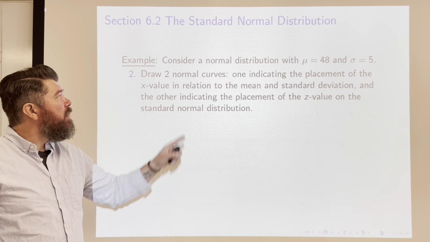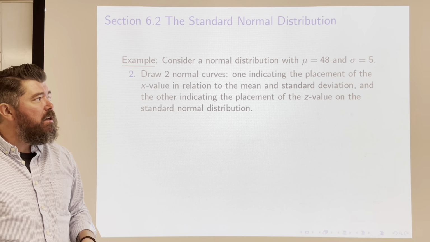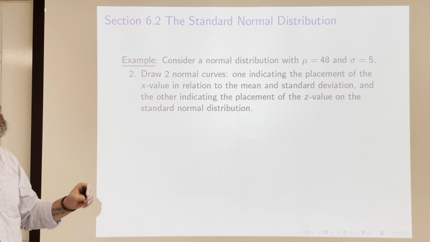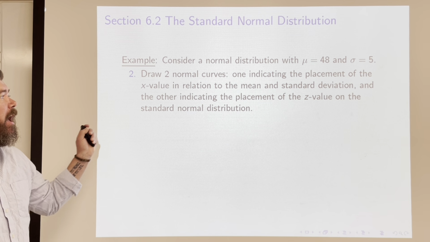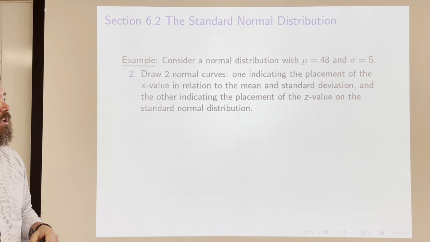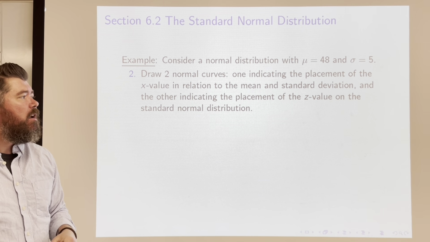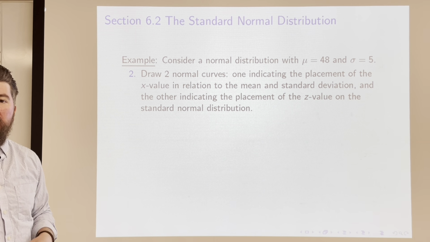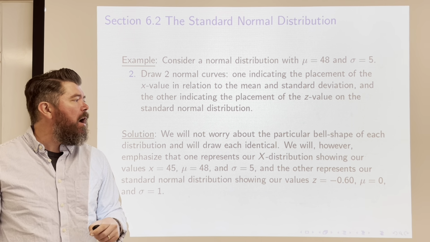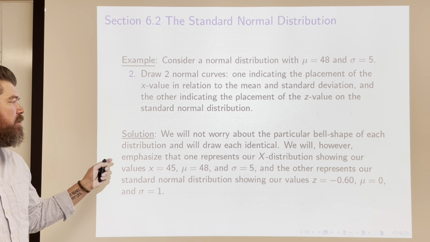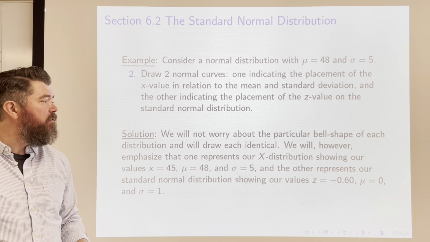Consider, now we're looking at the same normal distribution with mu equals 48 and sigma equals 5. Draw two normal curves, one indicating the placement of the x value in relation to the mean and standard deviation, and the other indicating the placement of the z value on the standard normal distribution. We will not worry about the particular bell shape of each distribution, and we'll draw each identical just for convenience.